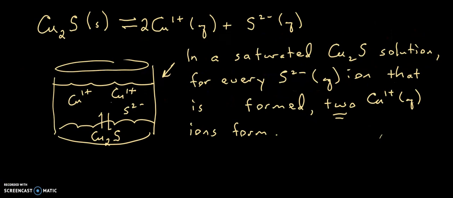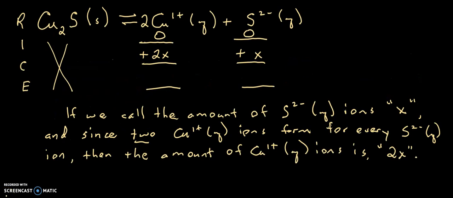Now let's look at another saturated system, this one for copper(I) sulfide. The key thing here is that in this system, for every 2 copper(I) ions that form, a single sulfide ion forms. So the ratio of copper ions to sulfide ions is 2-to-1. If we're going to call the amount of S²⁻ x, because we form 2 Cu⁺ ions for every sulfide ion that forms, we are then going to refer to the amount of copper(I) ions as 2x.